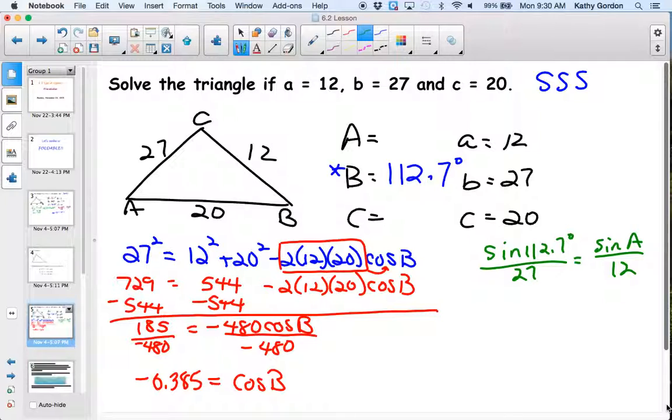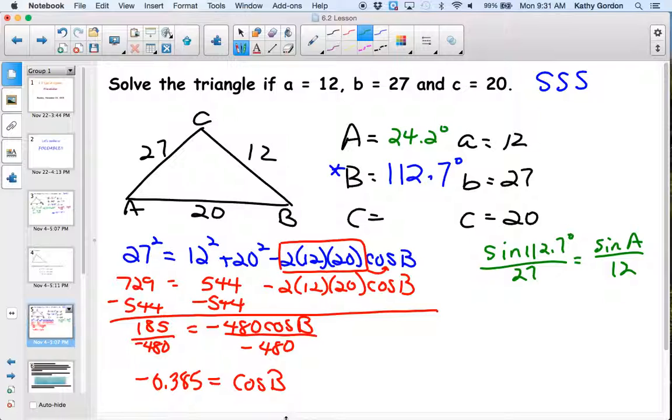Okay, so just to finish this out, we're going to take the sine of 112.7, take that times 12, divided by 27, and then take inverse sine of that, 24.2. Does that sound right? Anybody else got it? Yep. Okay. So 24.2 here.